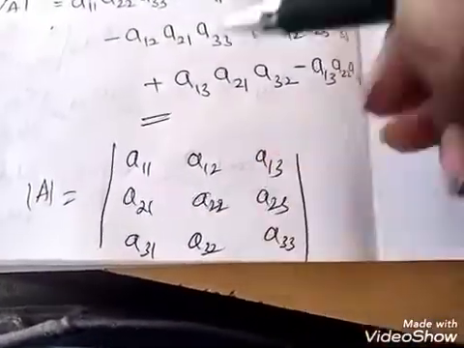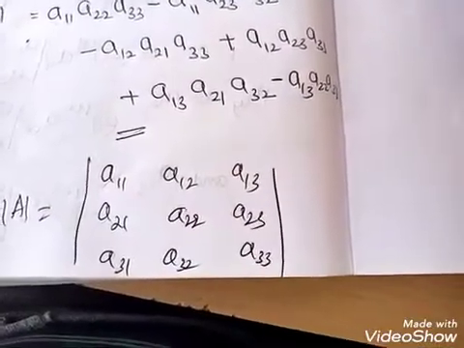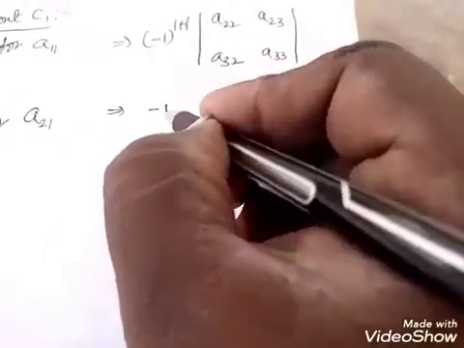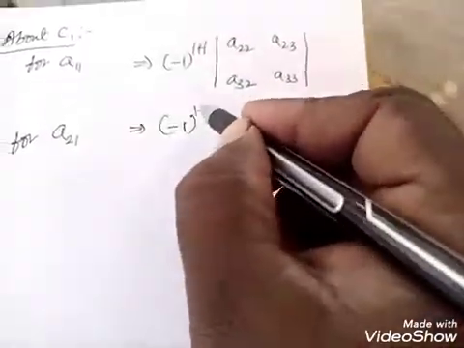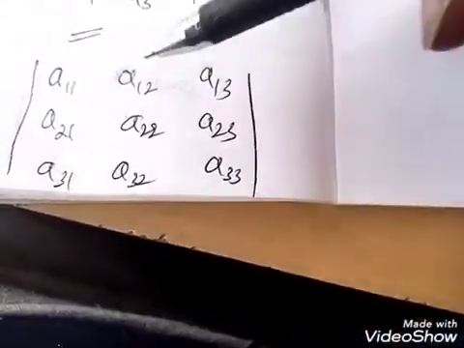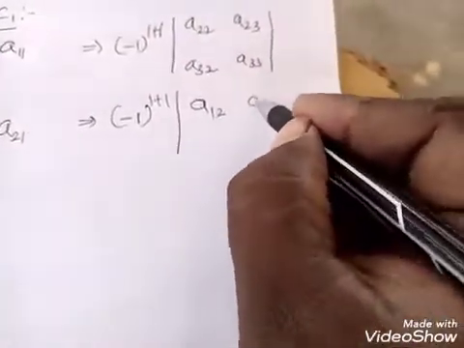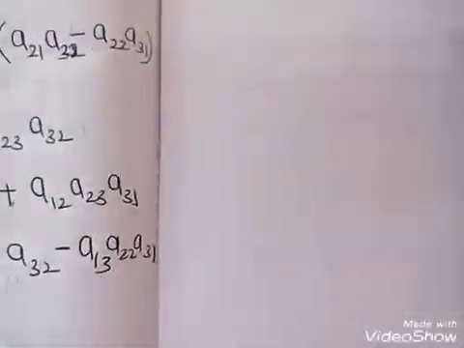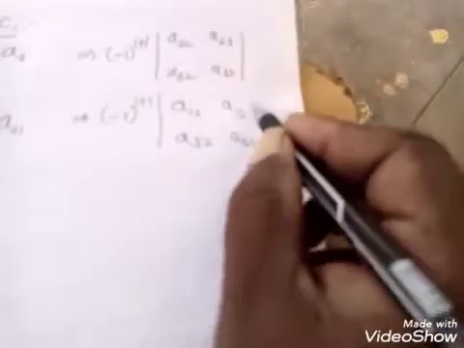And for the second element, observe there, A21. A21 means minus 1 power 1 plus 1 into determinant of, observe there, A21 means remove this row and this column. What you are going to get? A12, A13 and next one A32, A33. This is what you are going to get.